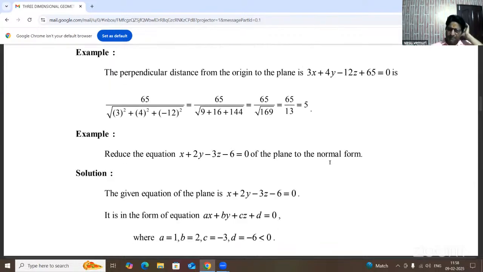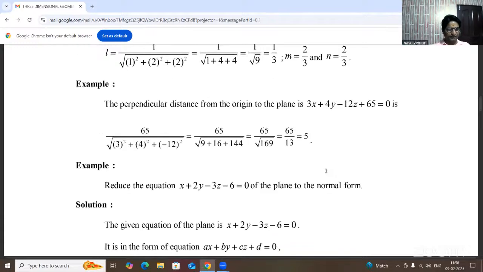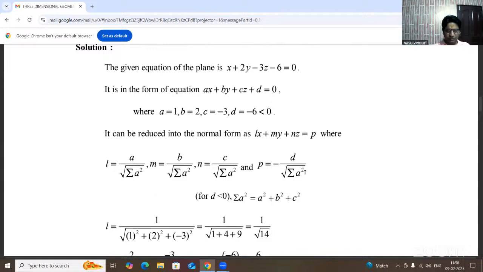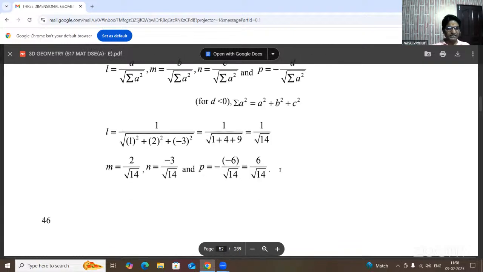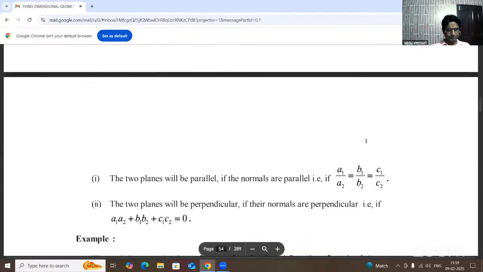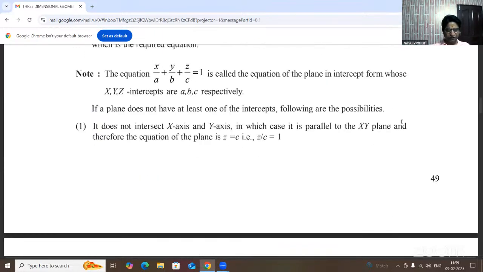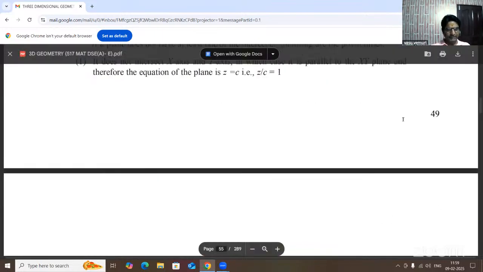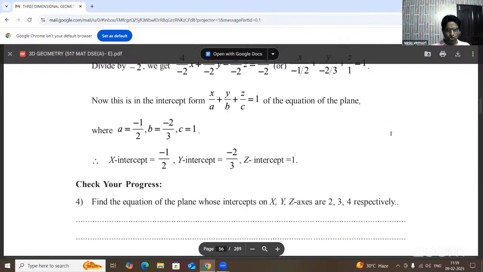Already we have discussed the perpendicular distance from the origin to the plane and from a point to the plane. These problems from yesterday's class are also to be practiced here. The intercept form of a plane equation is also one of the important theorems in the final examination, and its problems are also practiced.